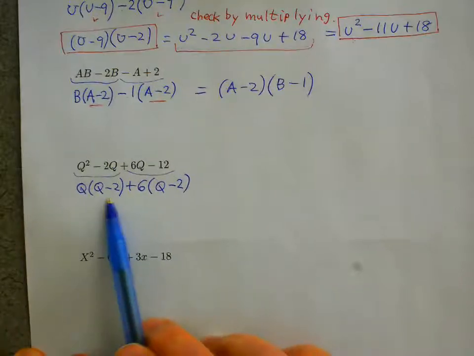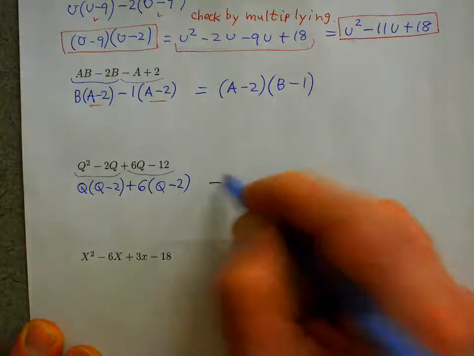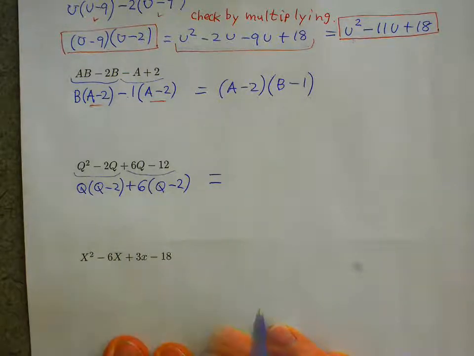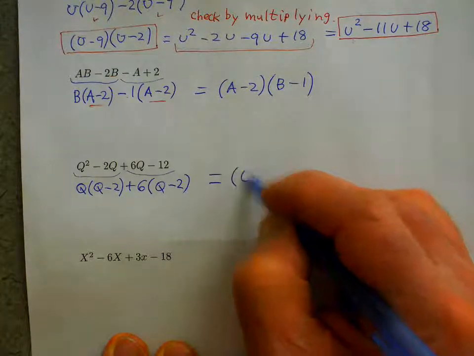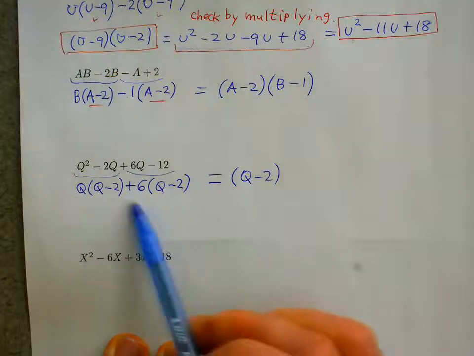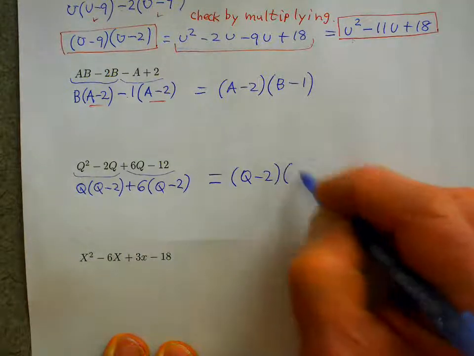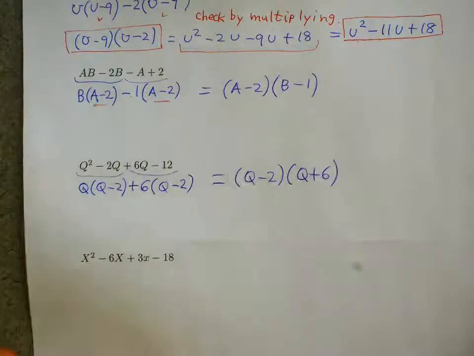And the binomials match. Q minus 2 appears in both places. So that means we can continue the factoring. We factor out q minus 2, and the other factor is q plus 6. So that is the complete factorization.